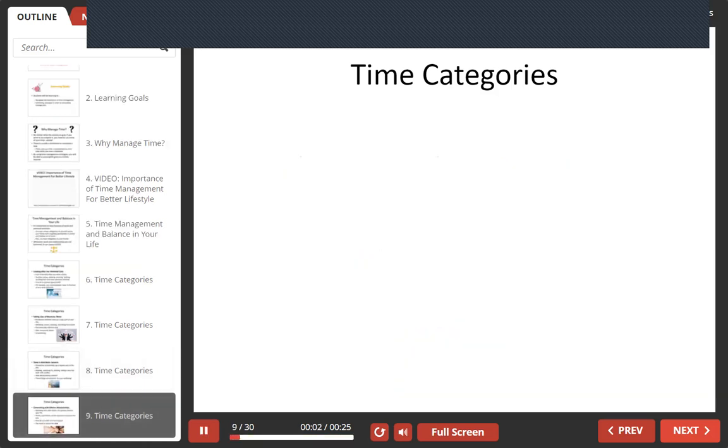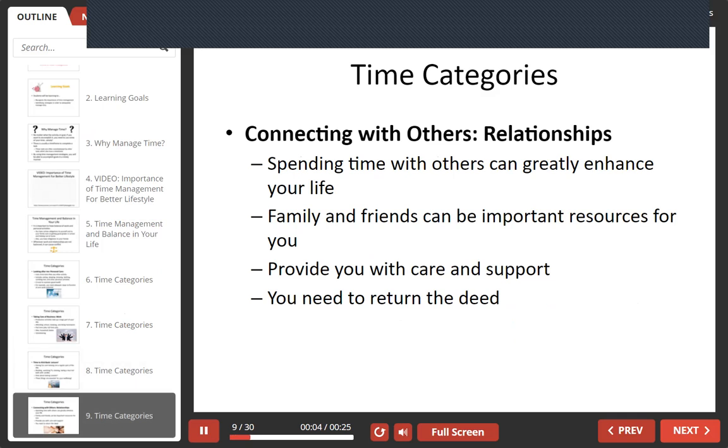Another type of time category is known as connecting with others, or in other words, relationships. So spending time with others can greatly enhance your life, which is what we have covered in the previous units. Families and friends can be important resources for you. They can provide you with care and support, but you need to return the deed as well.